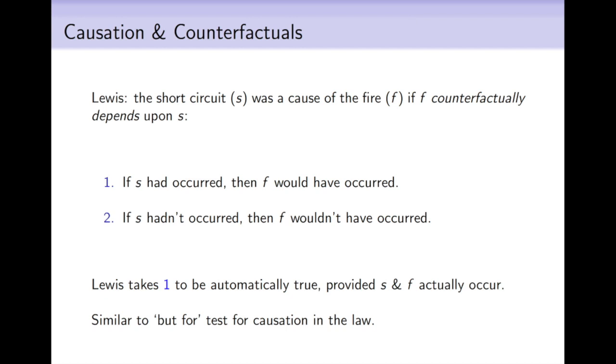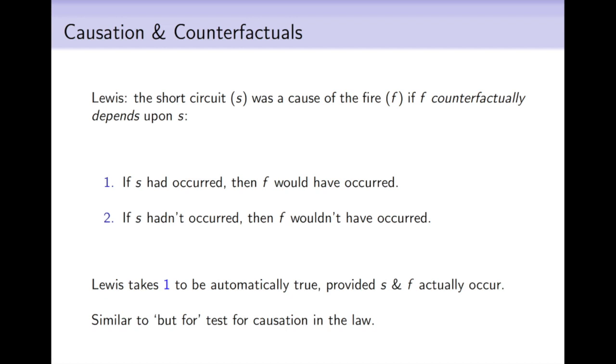Now, for Lewis, actually, we can basically ignore the first counterfactual. The reason is that he thinks the short circuit and the fire actually occurred, and of course they must actually occur if this is to be a case of causation in the real world, because you can't have causation between two events if one or the other doesn't actually occur. So both the short circuit and the fire must occur if they're to be candidate cause and effect. But because they actually occur, Lewis just takes the first subjunctive or counterfactual conditional to be automatically true. And we'll see why in a minute.